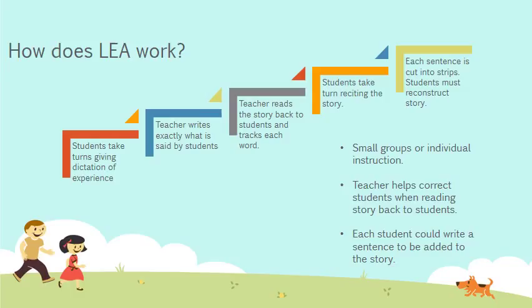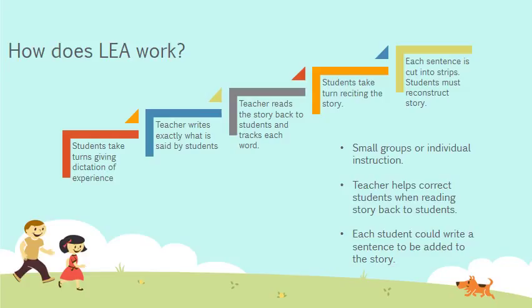So how does it work? So the first step, going from left to right, is that students take turns giving dictation of the experience. So an example would be that you could go around the room, giving each student an opportunity to share or build one sentence onto the story. As the students are giving the story, teachers are going to write exactly what is being said. Any incorrect pronouns or any incorrect tense, you can write that explicitly, exactly as it's said.